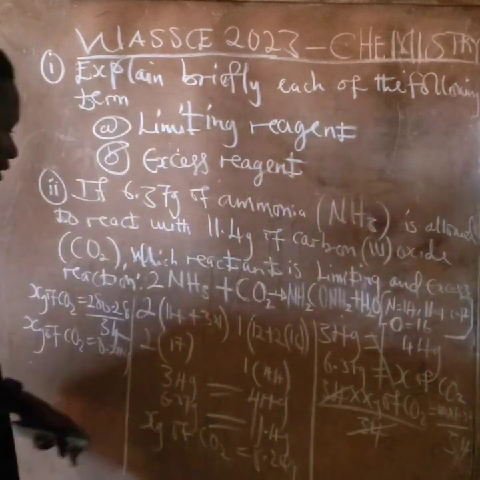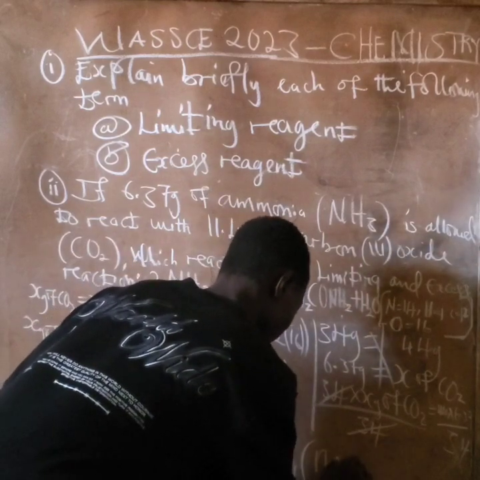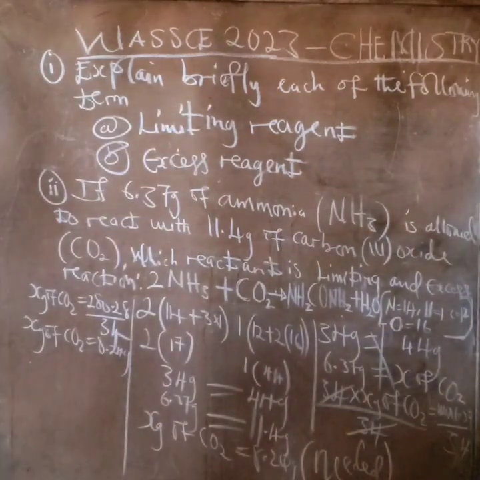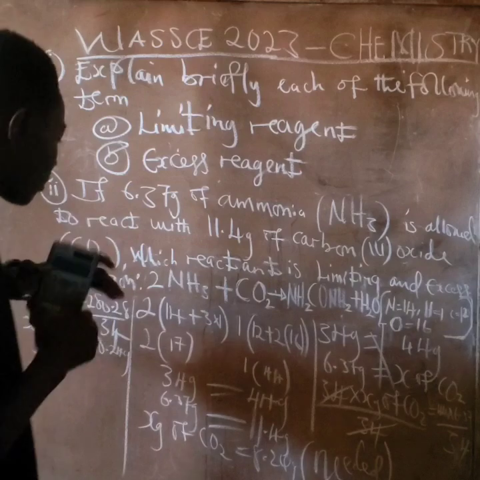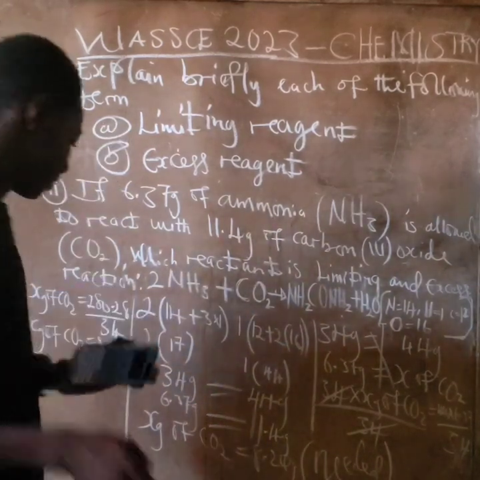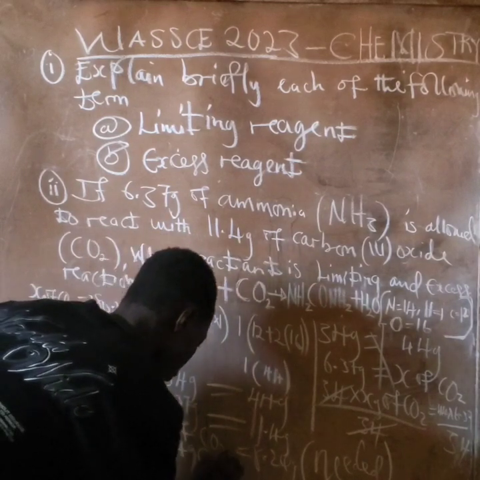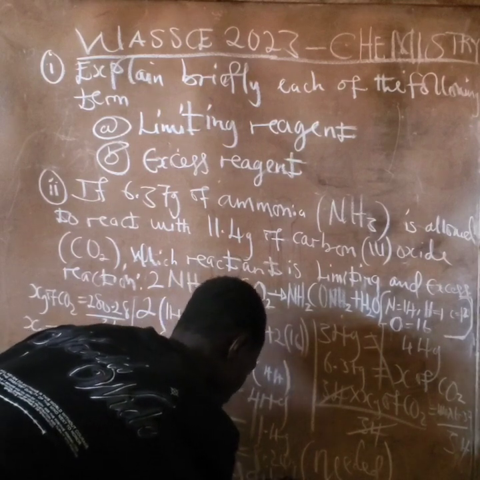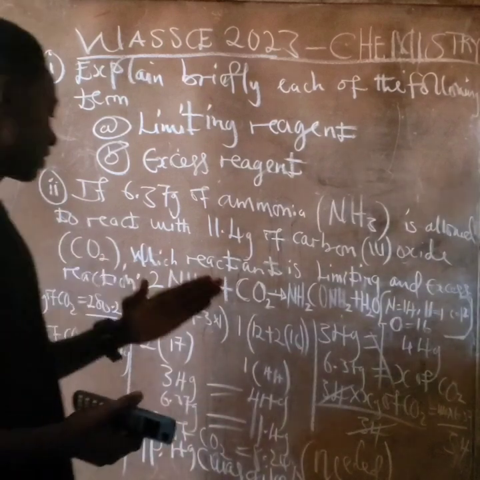This mass is called what? The mass required, or we say the mass needed. Now, the 11.4 gram of carbon 4 oxide given from the question is the mass given. So 11.4 gram was given. This is the mass given from the question. Now we are about to find which reactant is limiting and which is excess.